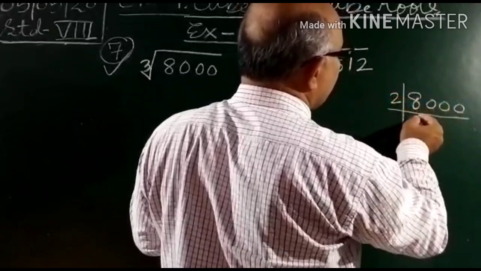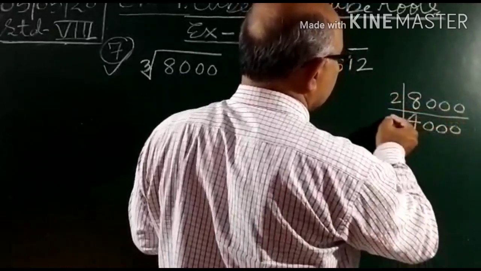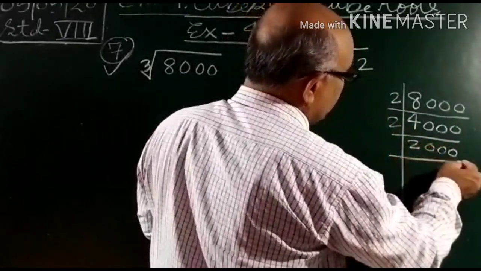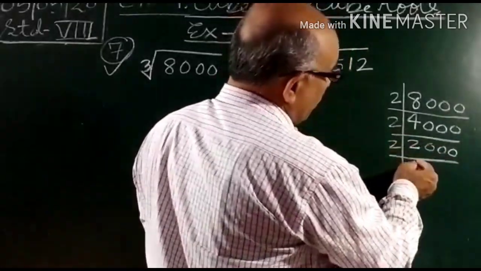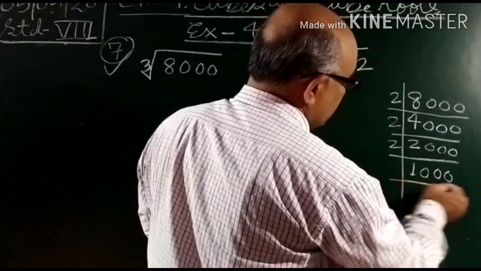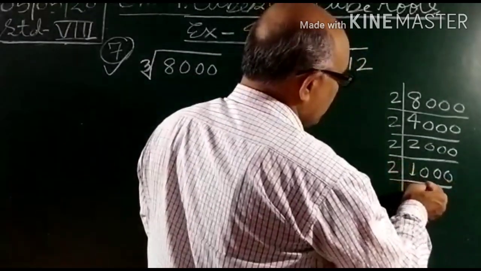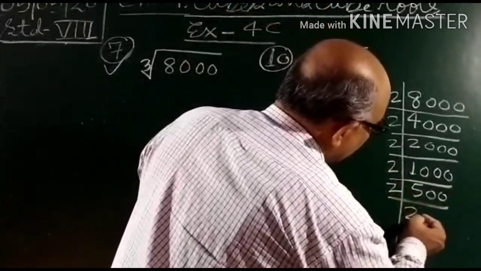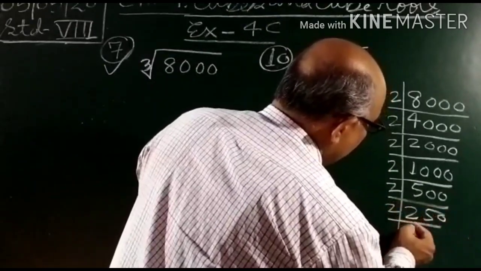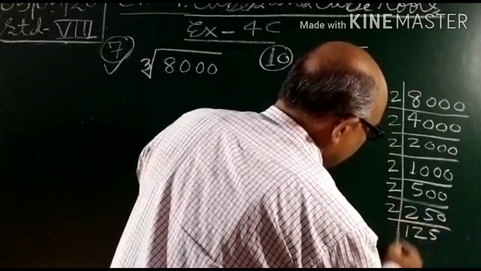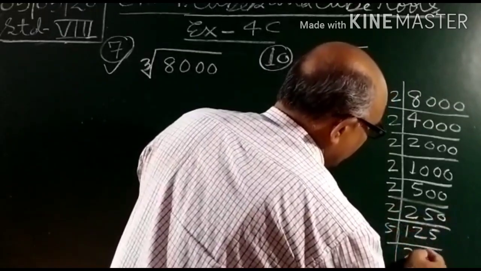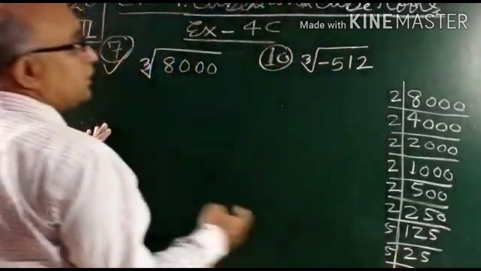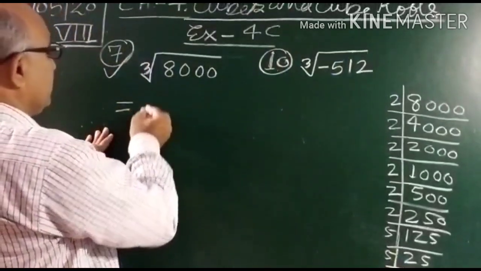Find prime factors: 2 times 4000, again 2 times 2000, now again 2 times 1000, again 2 times 500, now 2 times 250, again 2 times 125, now 5 times 25, now 5 times 5 is 25. So my dear students, write it.